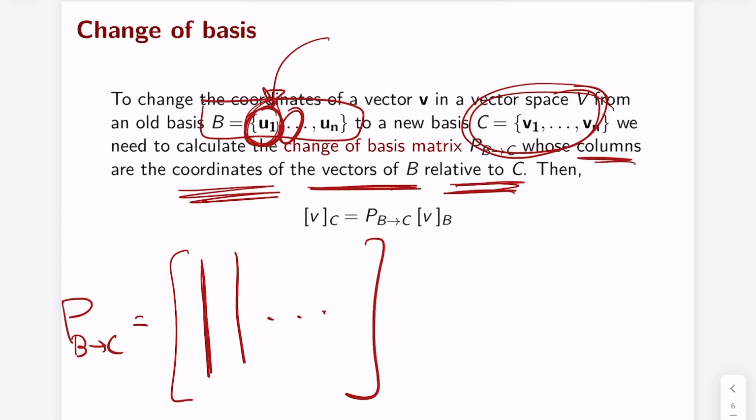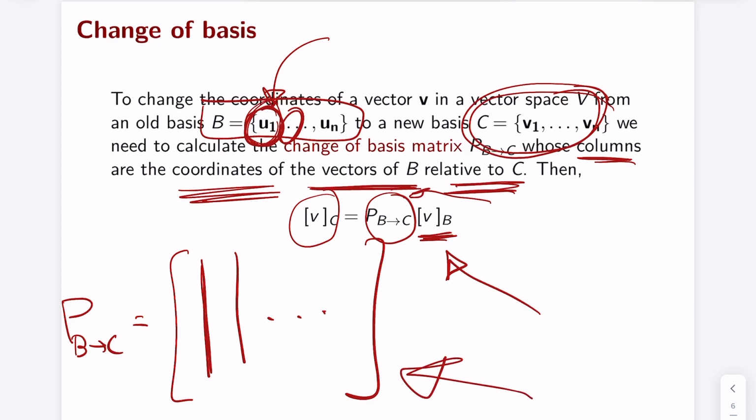And then here you put whatever vector you have in the base B, you multiply it by this matrix, and you will find the vector in base C. So you put the vector in your old base, you put your matrix here, calculated in this way, and the result is going to be the vector in the new base. Let's see an example.